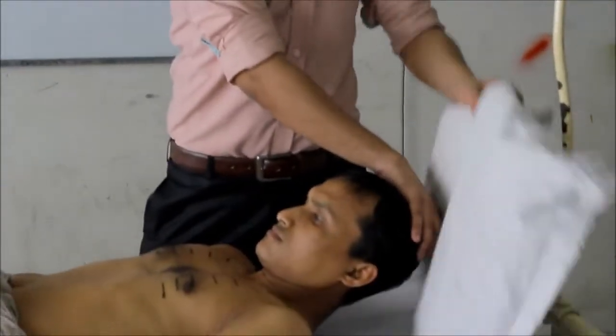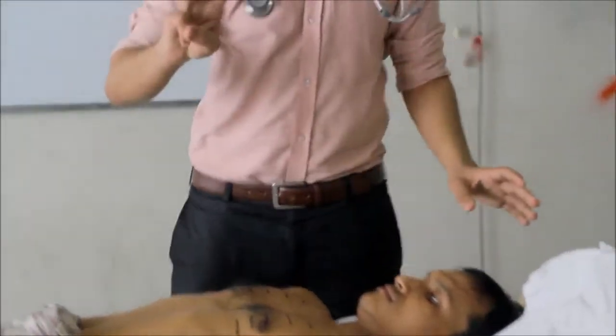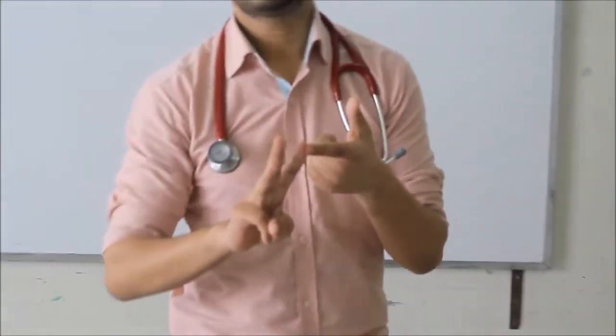In palpation we see four things. First of all we see the position of the trachea, then the position of the apex beat, then chest expansibility, then vocal fremitus. We start our examination with the position of the trachea. For examination of the position of the trachea, you have to remove the pillow. Use your right hand, your index finger and ring finger.